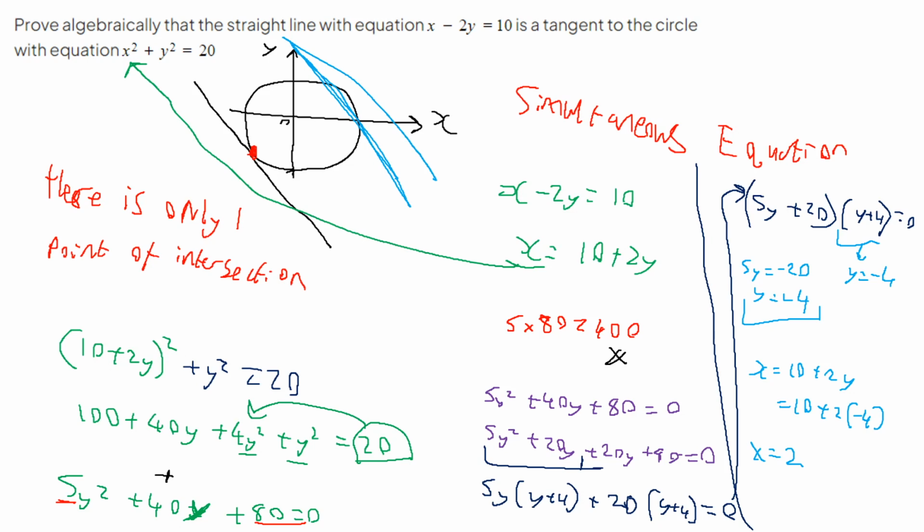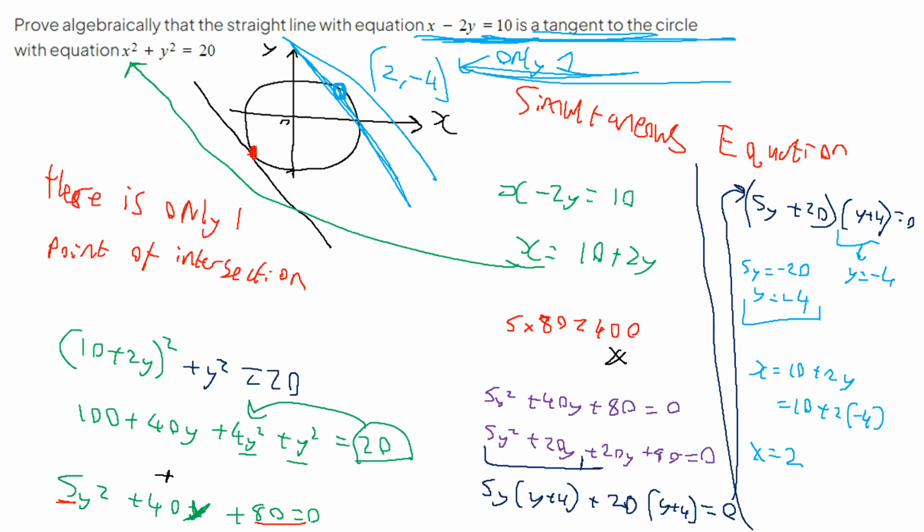What we then need to do is note that this intersection point is (2, minus 4). And because there's only one, we've proven algebraically that this straight line is a tangent of the circle, because it only has one point of intersection with the circle.